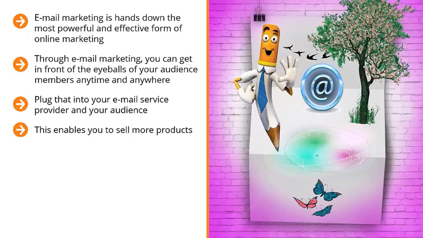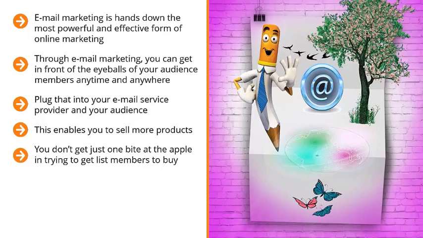This enables you to sell more products. Since you have a de facto relationship with people who voluntarily got on your mailing list, you are able to keep the conversation going. You don't get just one bite at the apple to try to get list members to buy. Every time you send an update, you get a chance to convert some of your audience members into buyers.